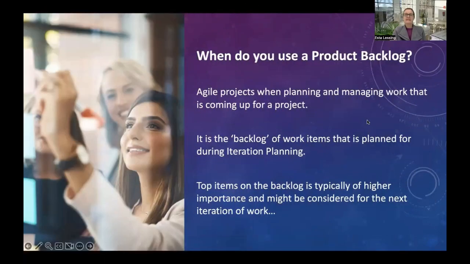So let's recap. When will you actually use the product backlog? In Agile projects, when planning and managing work items that are coming up for a project, it is the backlog of work items that is planned for during iteration planning. And this is a ritual that happens with every Agile iteration. There will be an iteration planning session happening in the iteration before for the next iteration. And as we said, the top items of the backlog are typically of higher importance and might be considered for the next iteration.